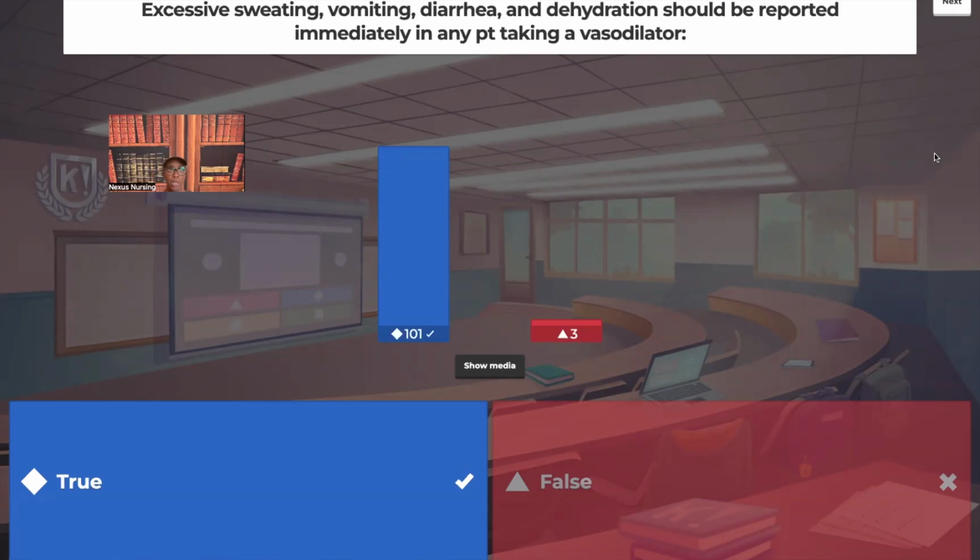Your blood pressure gets low enough, your organs start to shut down, right? So that's where this question's going. Excessive sweating, vomiting, diarrhea, the patient's dehydrated, that lets you know there's not enough fluid in the vessels, not enough pressure against the vessels, not enough blood pressure.